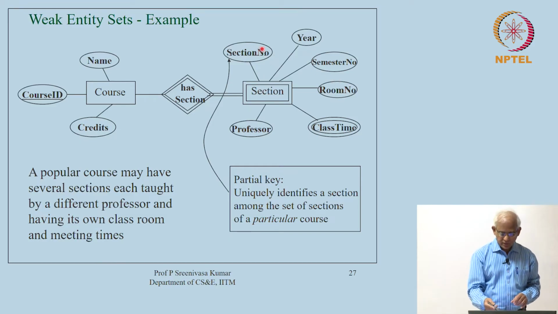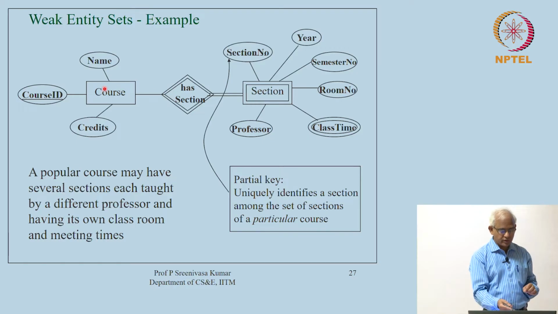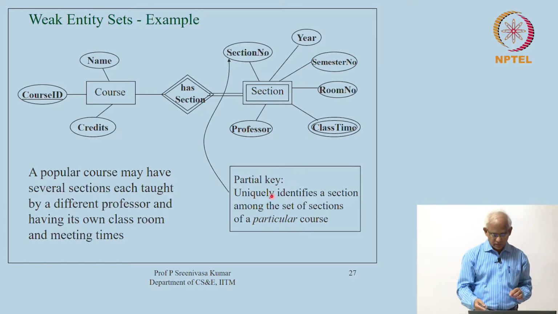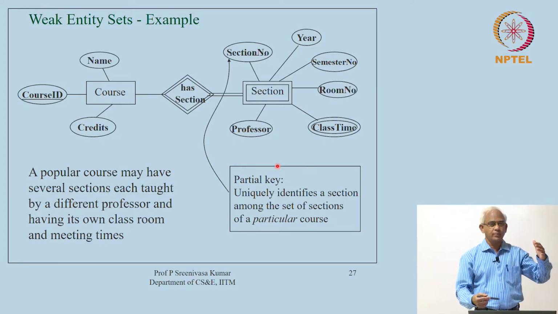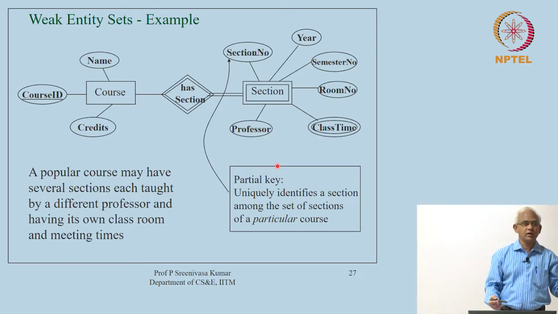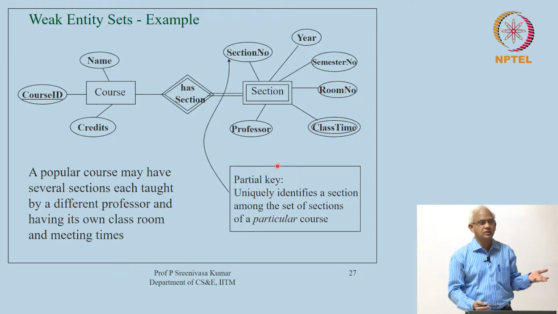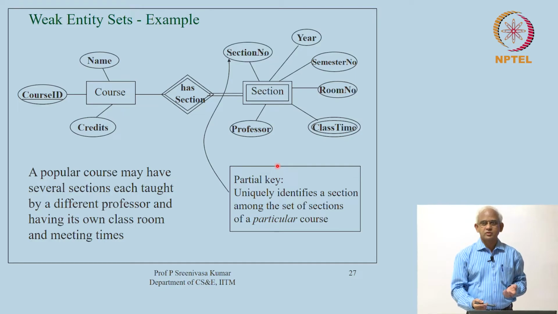So such an attribute, like section number or section name, section letter or something like that, which has the property that it will identify the exact section among the sections that are associated with a particular course, is what we are calling a partial key. It is not a key, because if you just consider all possible sections being offered by the department and then say that this student is enrolled in section A, it does not make sense, right. What section A are you talking about? CS 110 has section A, machine learning also has a section A, and something else also has a section A.